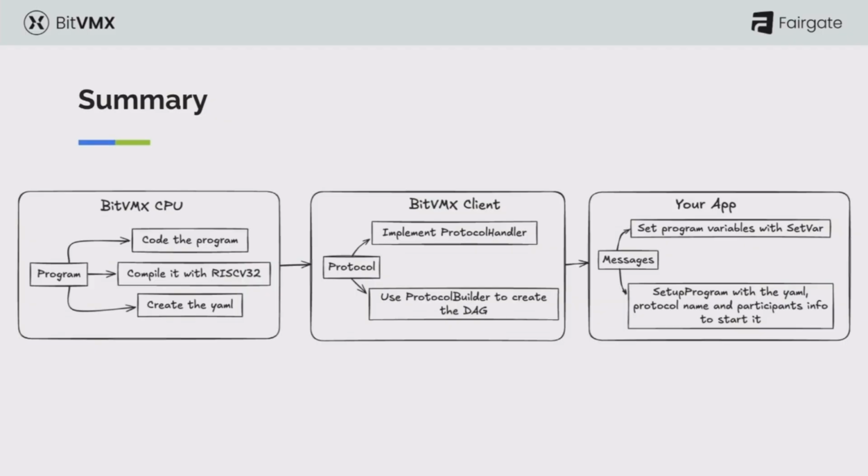Then you have the BitBMX client, where you create your protocol. You need to implement the protocol handler. You need to create a cyclic graph using the protocol builder, and you need to add it to the BitBMX client. Now we have our protocol and our program. We're ready to use it in our app. What your app will need to do is set the variables using setvar for the inputs, and then send the message to set the program to actually set it up and start the whole thing.